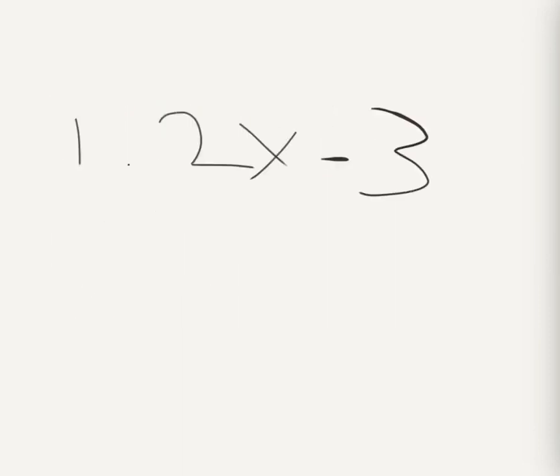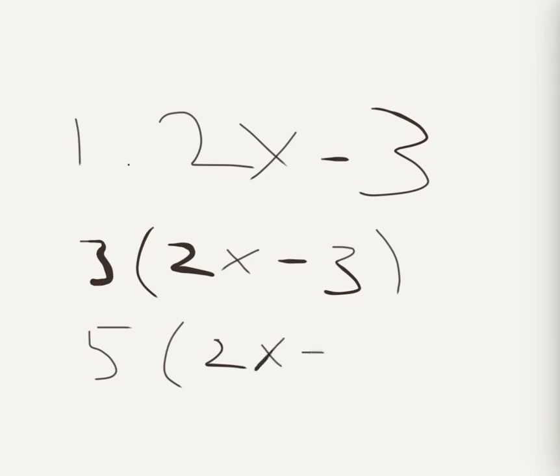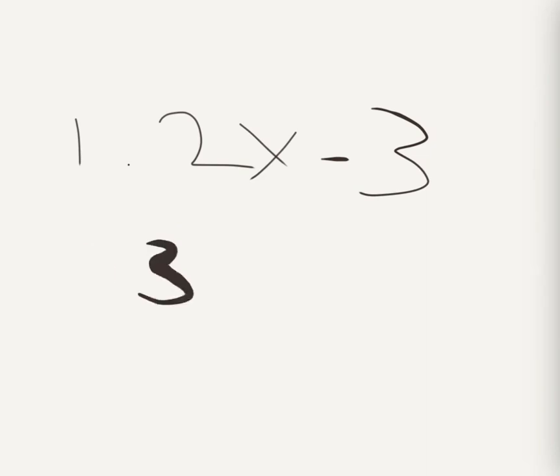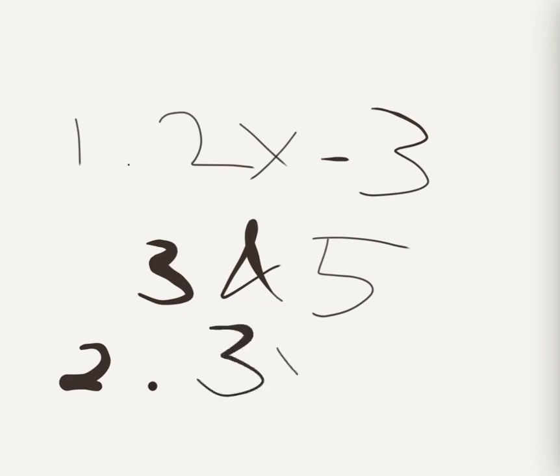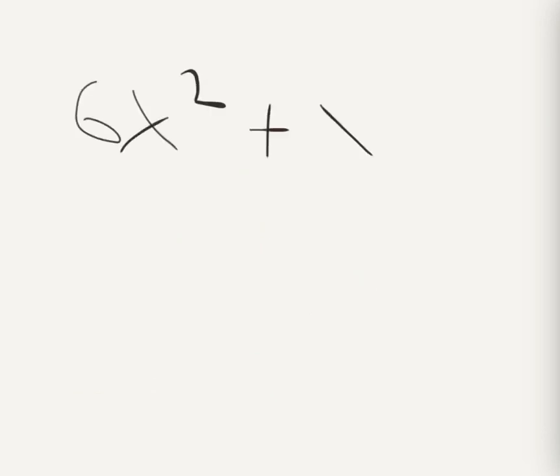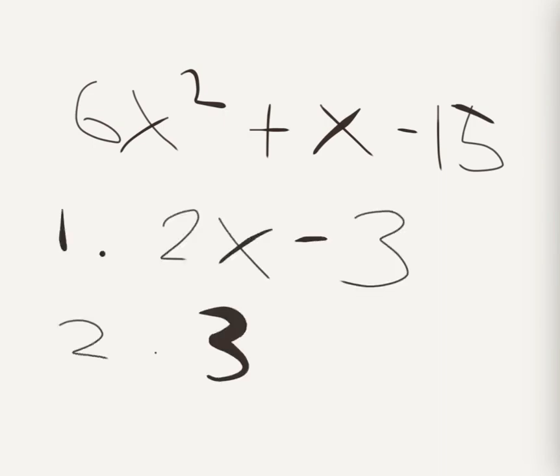So the first final answer to the original equation is 2x minus 3, and as you can see, 3(2x minus 3) and 5(2x minus 3). And as you can see, 3 and 5 aren't put in a bracket, so you should take those two, a positive 3 and a positive 5. So it is a positive 3 and a positive 5, and you should make an expression out of it. So 3x plus 5. So that is the second final answer to the original 6x squared plus x minus 15 equation. So the first one is 2x minus 3, and the second one is 3x plus 5.